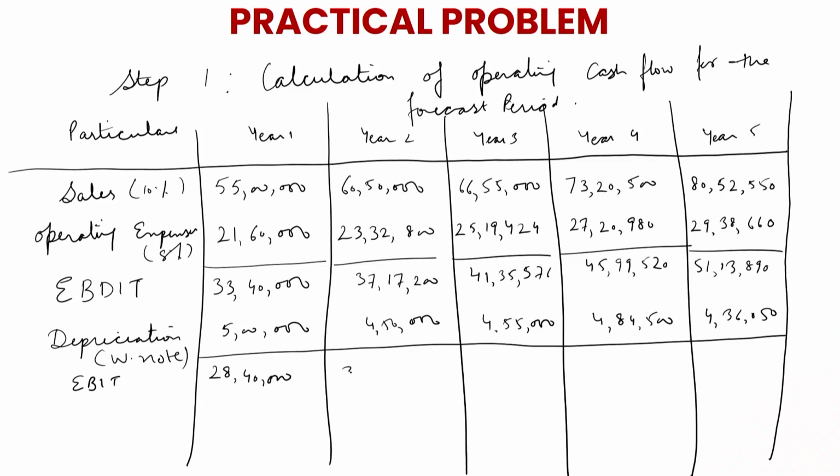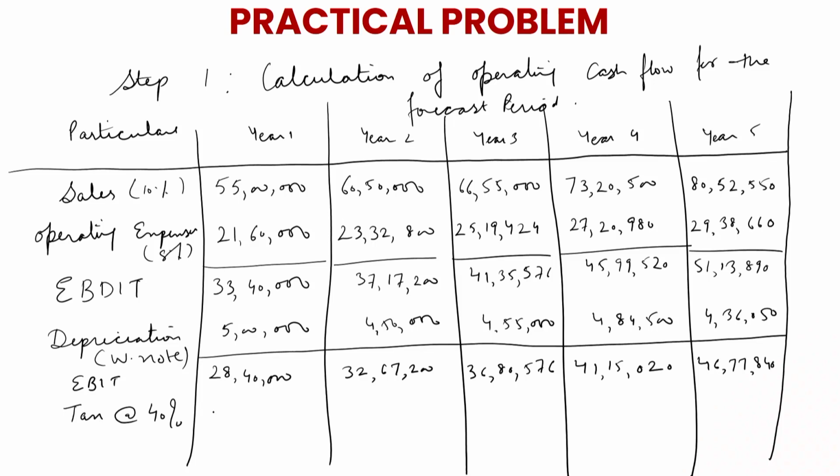28,40,000, 32,67,200, 36,80,576, 41,15,020, and 46,77,840. Nothing is mentioned in the question about interest, so we move directly to the tax, which is given at the rate of 40%, which we compute on the profit.